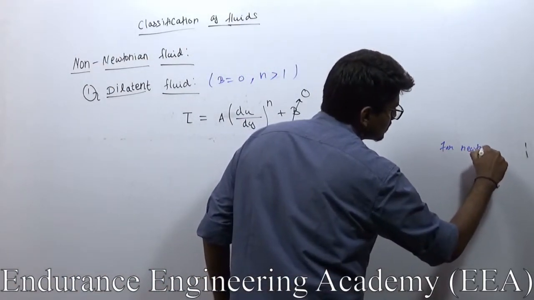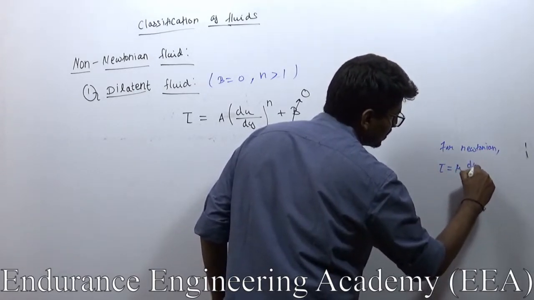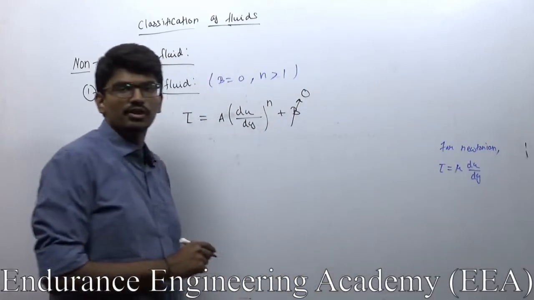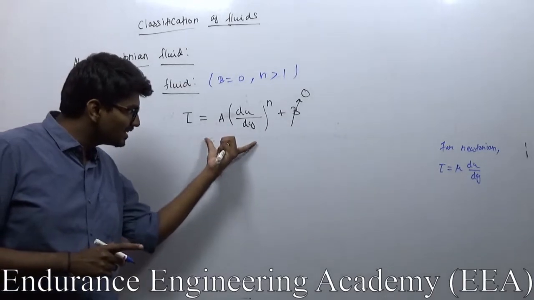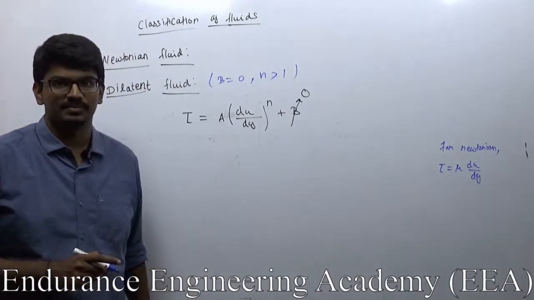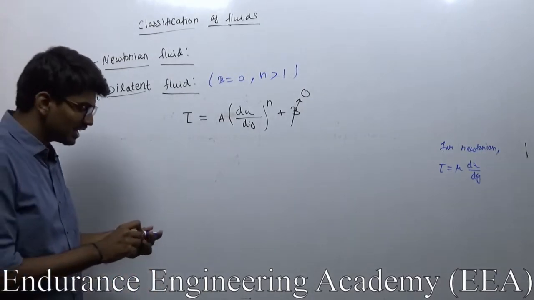Now recollect it for Newtonian fluid. For Newtonian fluid, I know that tau is equal to mu into du by dy, right? For Newtonian fluid, tau is equal to mu into du by dy. If I want to write this equation in terms of a graph, what can I do? In terms of a graph means what?